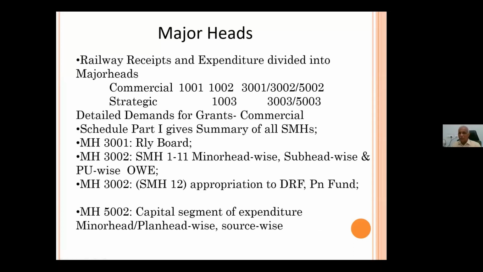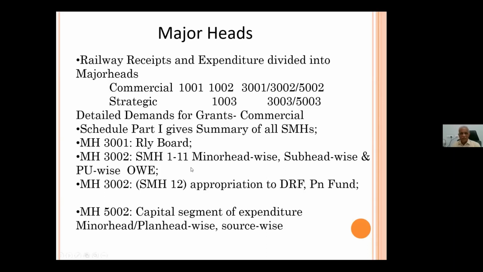And these 1 to 11 sub-major heads were previously the demands for grants. So you forget about them. Those earlier demands for grants have now been marked as sub-major heads. Sub-major heads 1 to 11 were previously demands 3 to 13. Why is 2 not there? Because the railway board and miscellaneous establishment have come in 3001. So sub-major heads 1 to 11 are the earlier 3 to 13 demands for grants. These are all the further bifurcation under the major head.